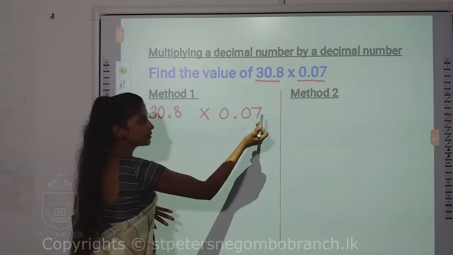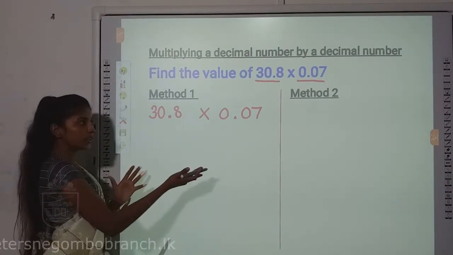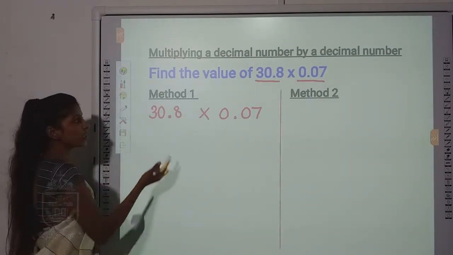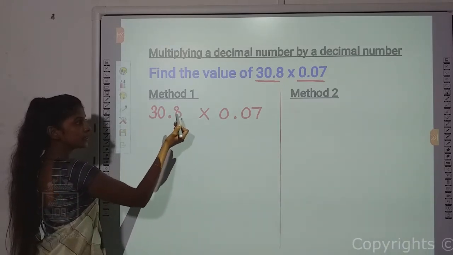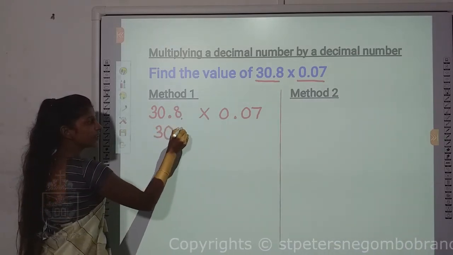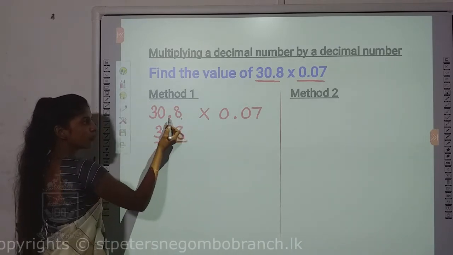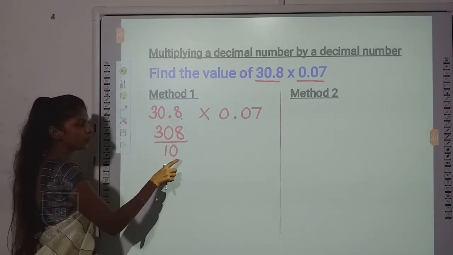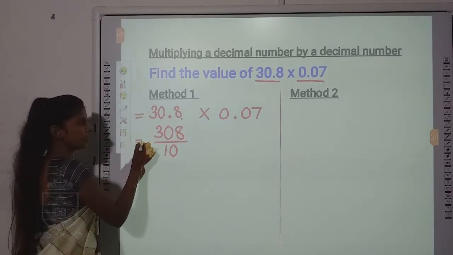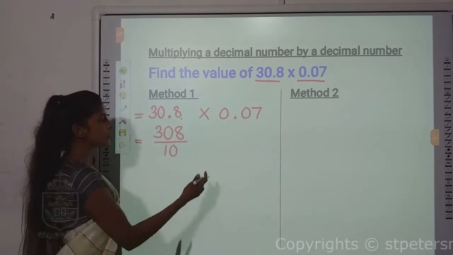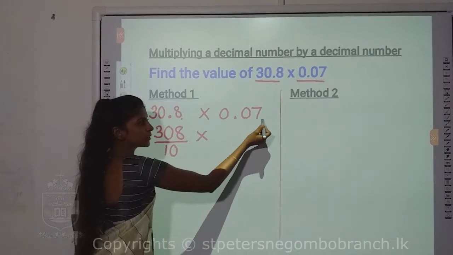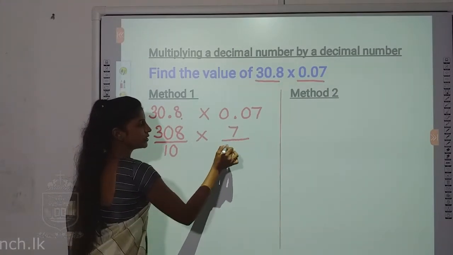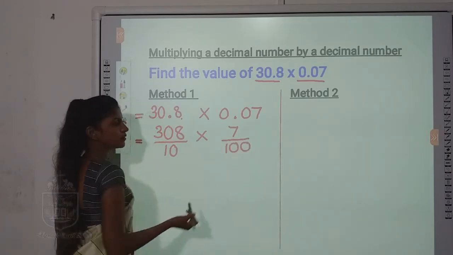Now earlier, I think you can remember what we did. We converted the decimal into a fraction. So in here, both are decimals. So you have to convert both the decimals into a fraction. So here, when you are converting this into a fraction, 308 over, one decimal place means 10 should be there. One decimal place, 10. Okay, same manner we can convert the second decimal number also like that. How many decimal places? Two decimal places. So two decimal places means how many zeros? 2 zeros should be there.